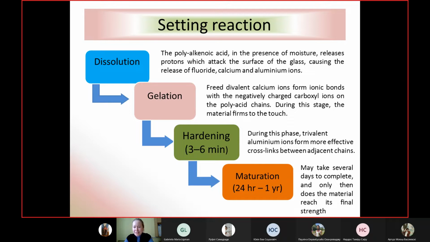And the maturation stage lasts 24 hours, and the filling can continue its maturation even during 1 year. It may take several days to complete, and only then does the material reach its final strength. That is what happens on this maturation stage of the setting reaction.